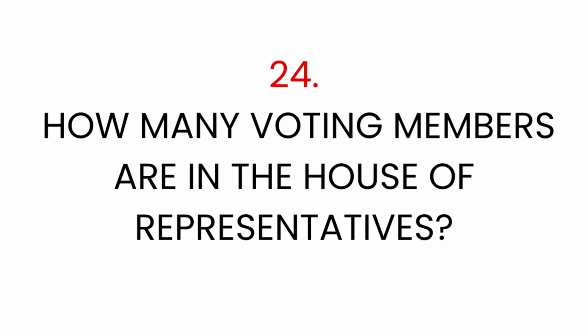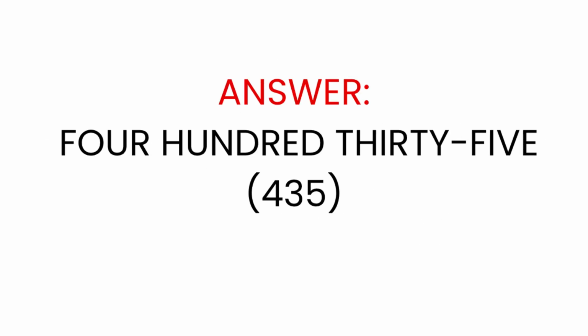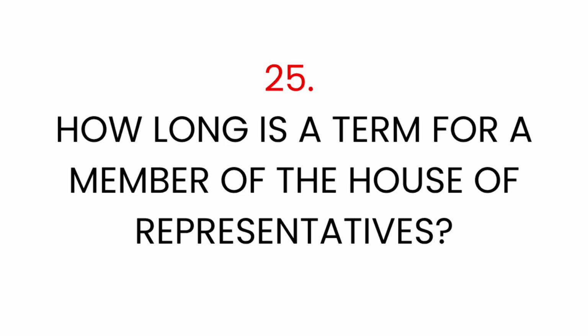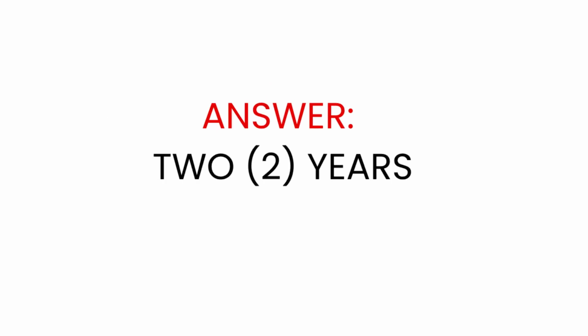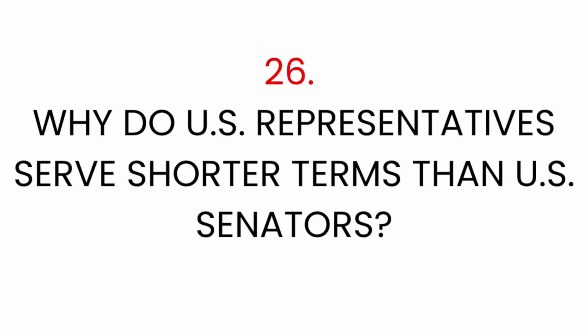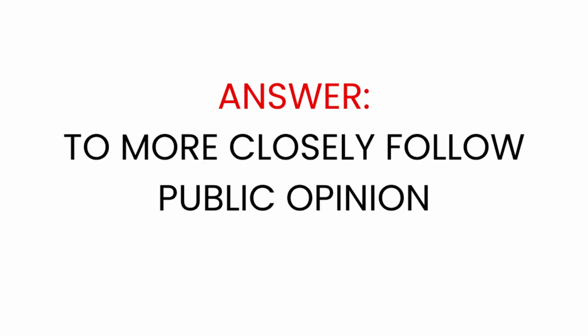How many voting members are in the House of Representatives? 435. How long is a term for a member of the House of Representatives? 2 years. Why do US representatives serve shorter terms than US senators? To more closely follow public opinion.